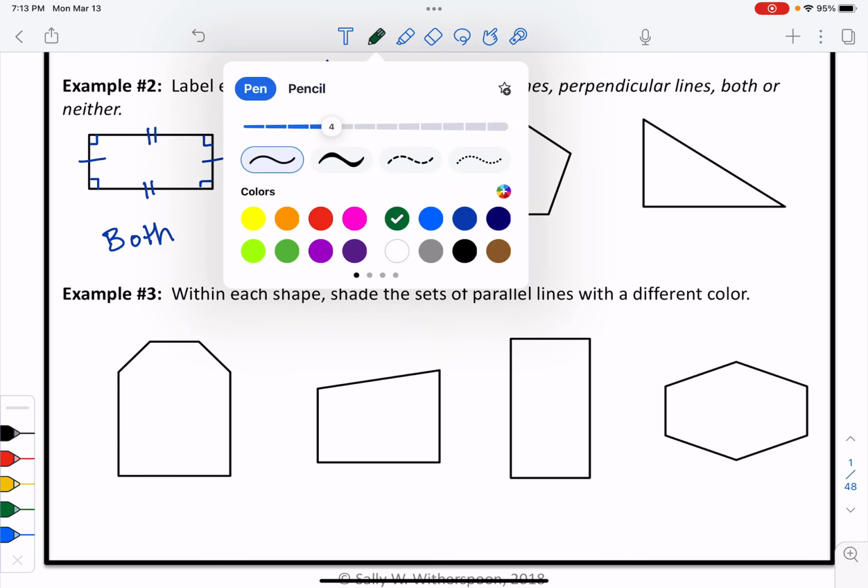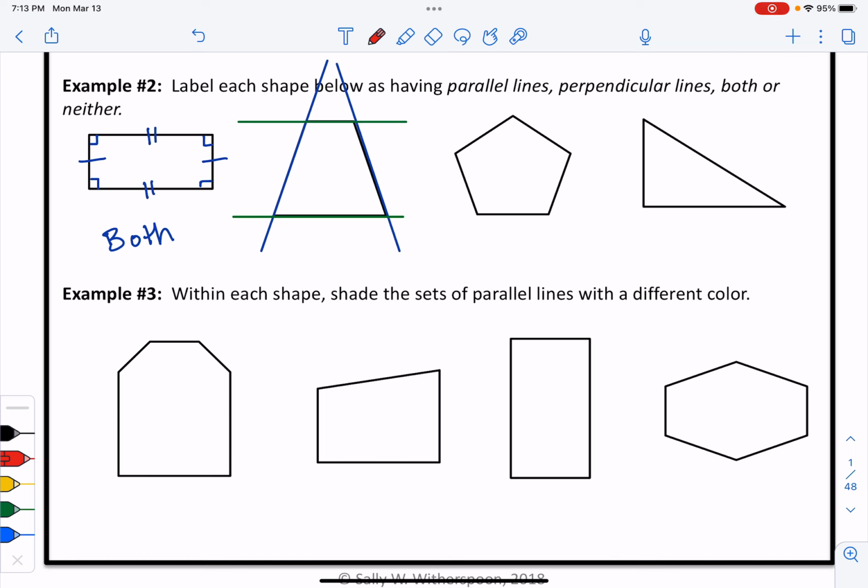Let's check to see if it has any perpendicular. If I go like this to the corner, that's not a perfect square. Or this to the corner, again, not a perfect square. So it's just going to have parallel lines.